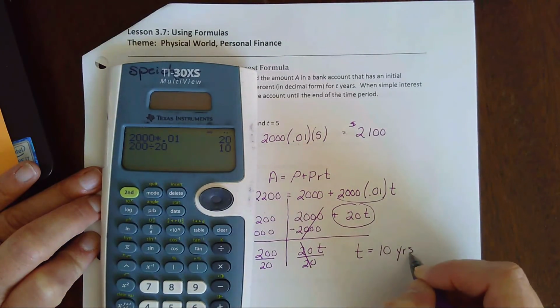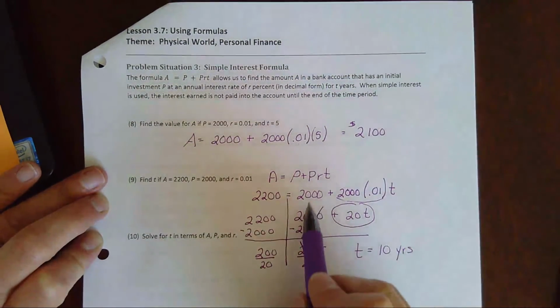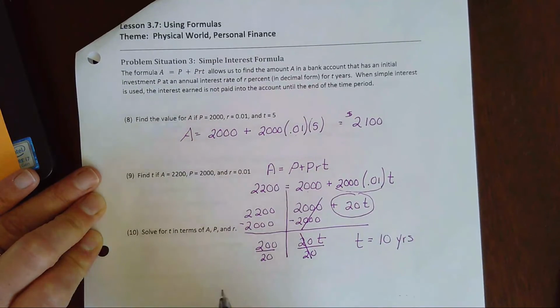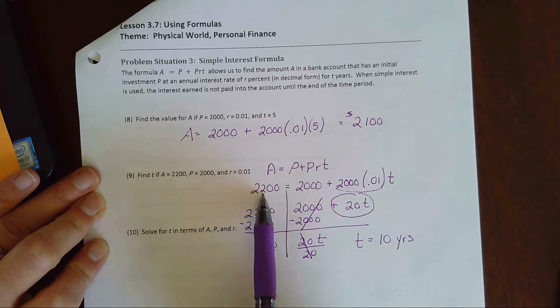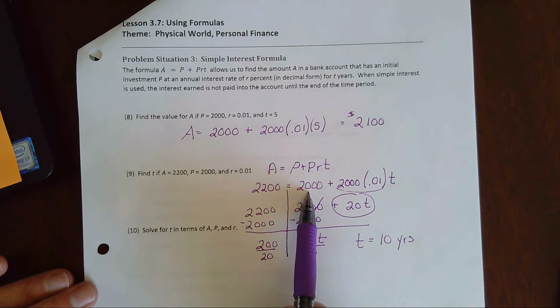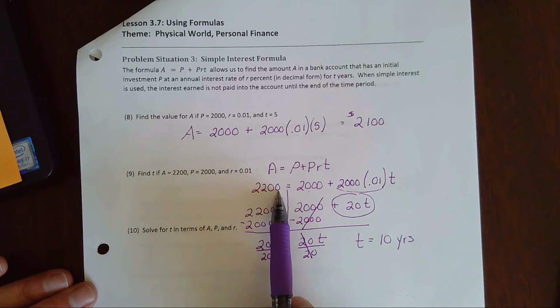My money just sits in that account. My initial investment of $2,000 sits in that account at a 1% interest. At the end of 10 years, I will have made $200, right? My initial investment of $2,000 is going to grow to $2,200. So there's the amount that I would make in interest.